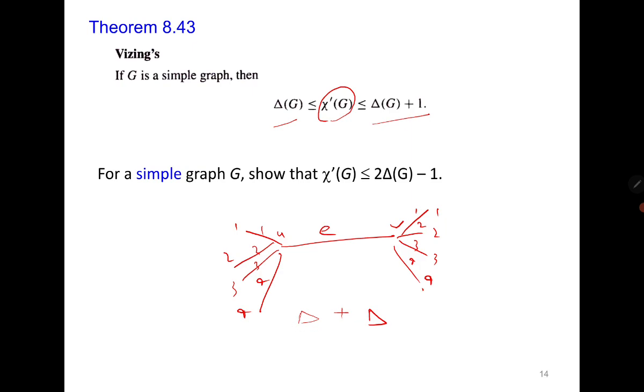But when you are counting 2 delta colors, E is also a neighbor of U as well as V. So it has been counted twice in this 2 delta, and since there is only one common neighbor, it should be 2 delta minus 1. So this can be used to develop a greedy algorithm, which says that it is always possible to have a proper edge coloring with 2 delta minus 1 colors.